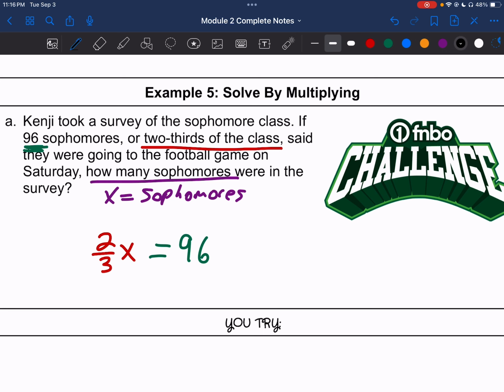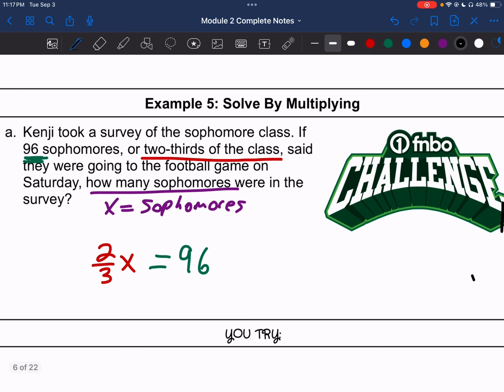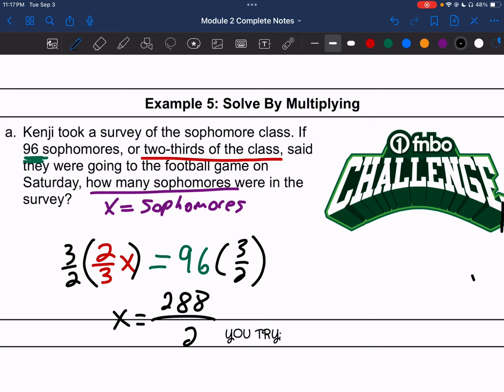So now we need to solve this. We're going to go ahead and multiply by our reciprocal. So we multiply by 3 over 2, multiply by 3 over 2, and we get that x is equal to 288 over 2, which when we simplify is going to be x equals 144 sophomores. Okay, so that's how many sophomores were surveyed.